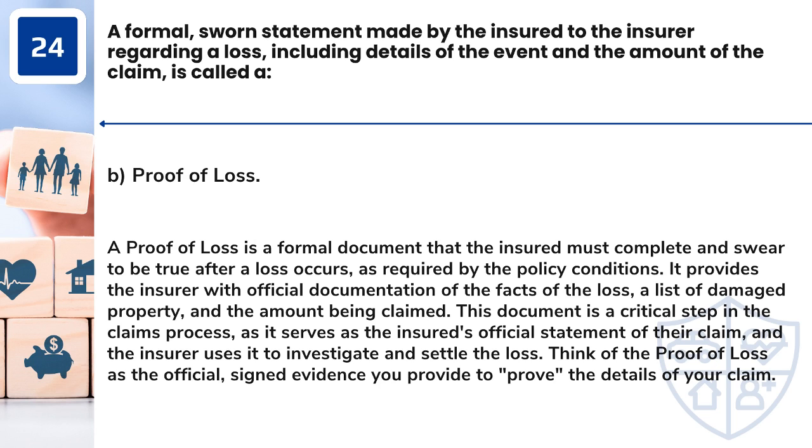Answer: B. Proof of loss. A proof of loss is a formal document that the insured must complete and swear to be true after a loss occurs, as required by the policy conditions. It provides the insurer with official documentation of the facts of the loss, a list of damaged property, and the amount being claimed. This document is a critical step in the claims process, as it serves as the insured's official statement of their claim, and the insurer uses it to investigate and settle the loss. Think of the proof of loss as the official, signed evidence you provide to prove the details of your claim.